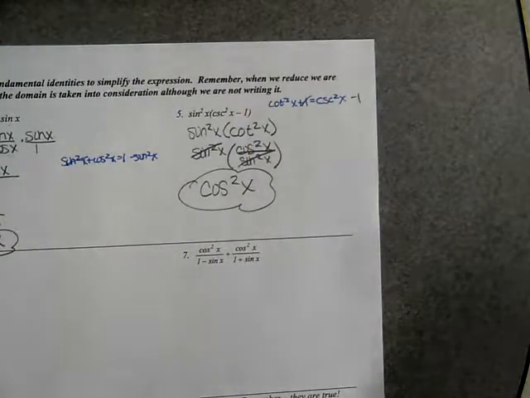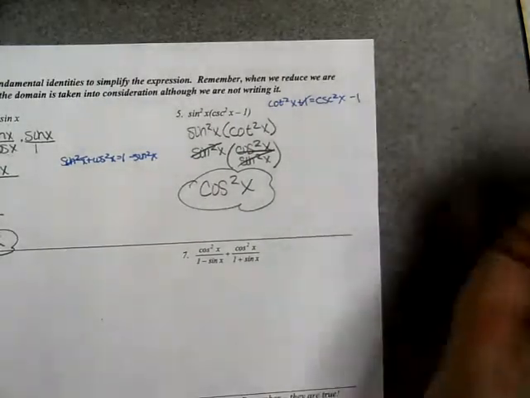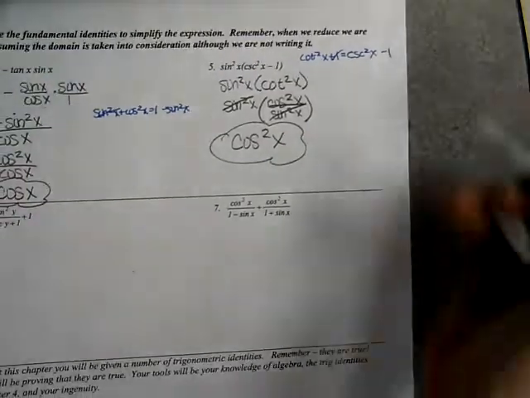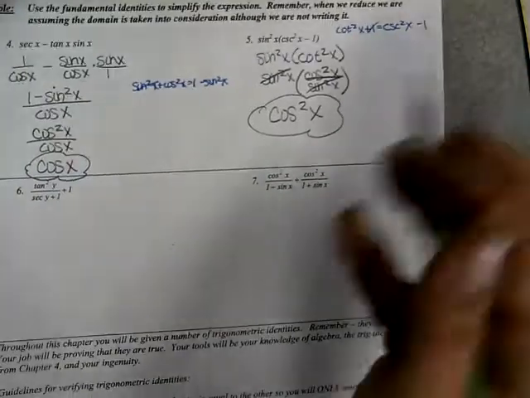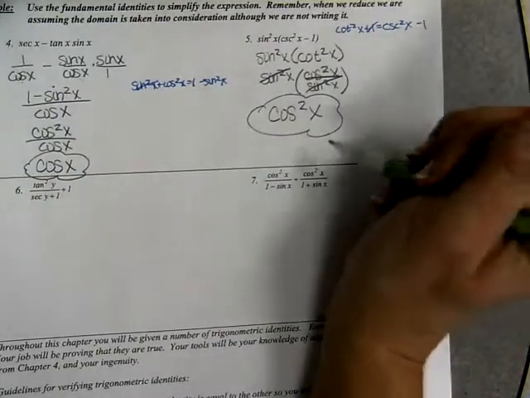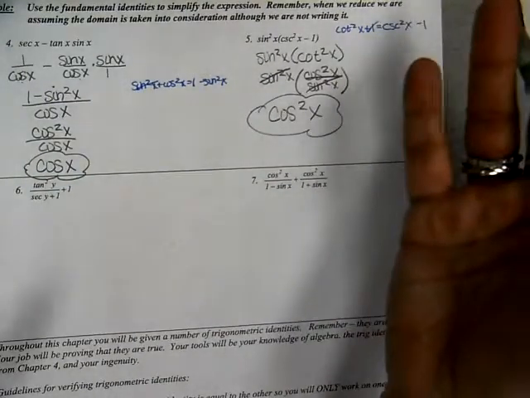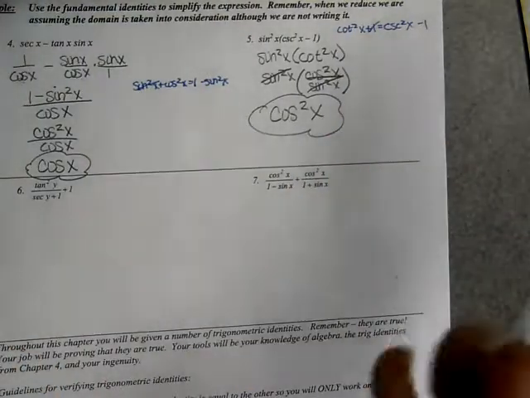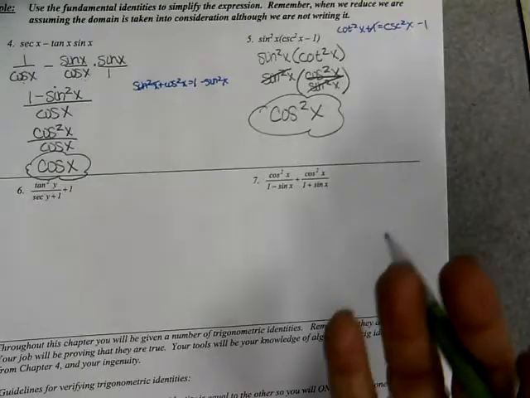In a test situation, it would be like a matching thing, or we would say, write this in terms of sine x, or write this in terms of cosine x, so you kind of have an idea of where to go.